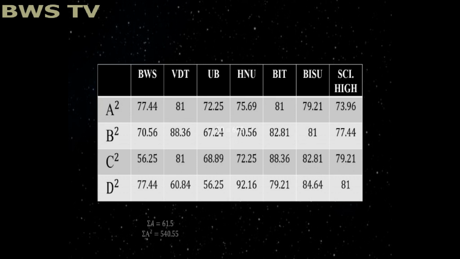The next thing we need to do is to find the summation of each. Here we have A, 61.5, A squared, 540.55; B, 61.3, B squared, 537.97; C, 60.7, C squared, 528.77; and D, 60.8, and D squared, 531.54.